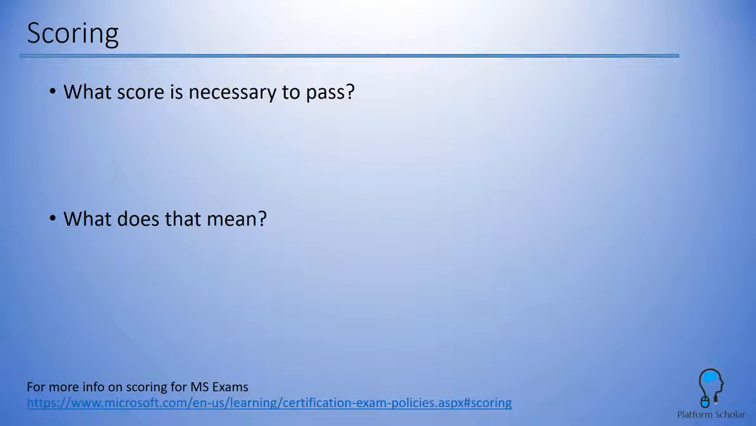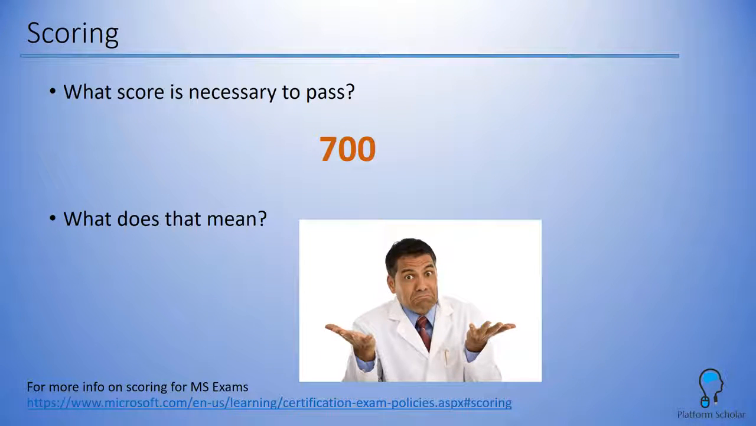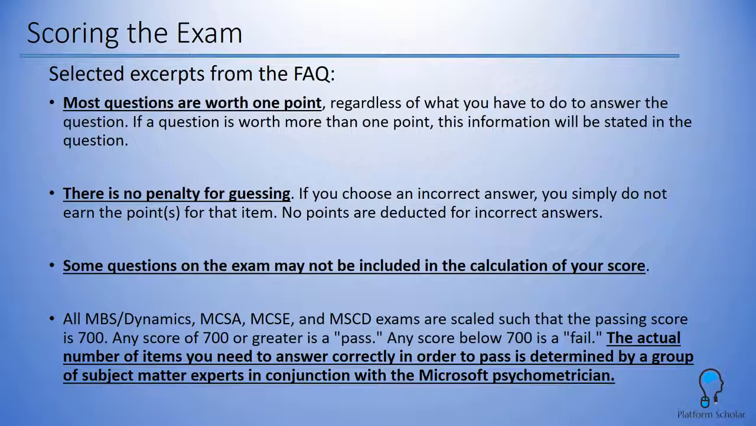So, what score is necessary to pass? Well, that's easy. Microsoft tells us that we need a 700 score to pass the exam. So what does that mean? Well, unfortunately, we don't really know. Although they give us the score, they do not give us any information as to what that score represents. They do tell us that most questions are worth 1 point and that there is no penalty for guessing, which means that a wrong answer is no worse than a blank answer. They also tell us that some of the questions on the exam may not be included in the calculation of our score. These questions are beta questions or experimental, but you are not alerted to which ones they are.